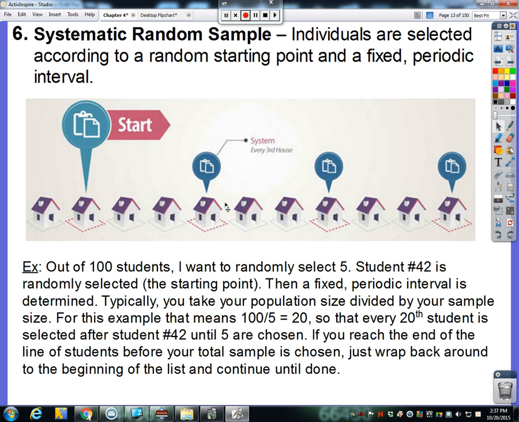absolutely fine. Now, if you reach the end of the list, like let's say I started here and I want to go every third house, then I'd skip this one, then go back to the very beginning of the list, and then I'd select this house, and then skip the next two, select this one, skip these two, select this one, and I would be done at that point.